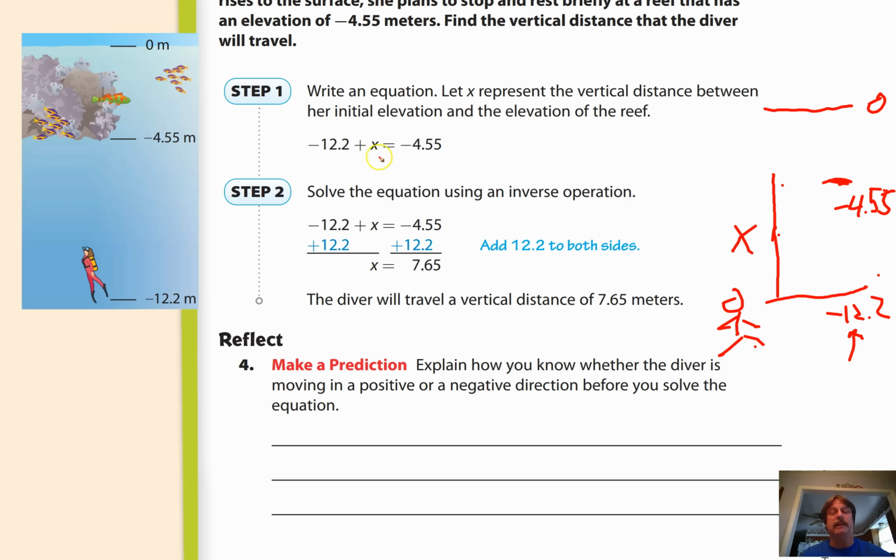So we're going to isolate the variable. We're going to add the 12.2, which is the opposite of the subtraction. What we do on one side of the equation, we do on the other. So negative 4.55 plus 12.2 is going to be positive 7.65. And that makes sense because we rose going in a positive direction, and that's the way we can find our vertical distance. A lot of times we can use this model over here.